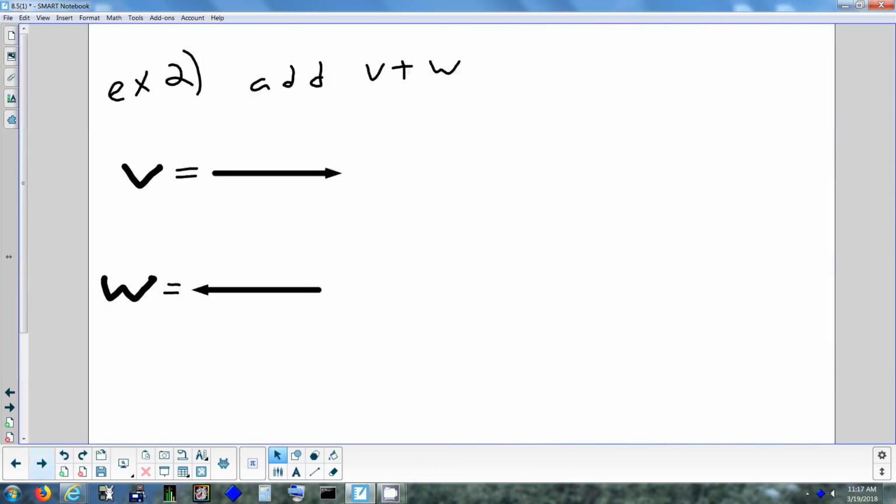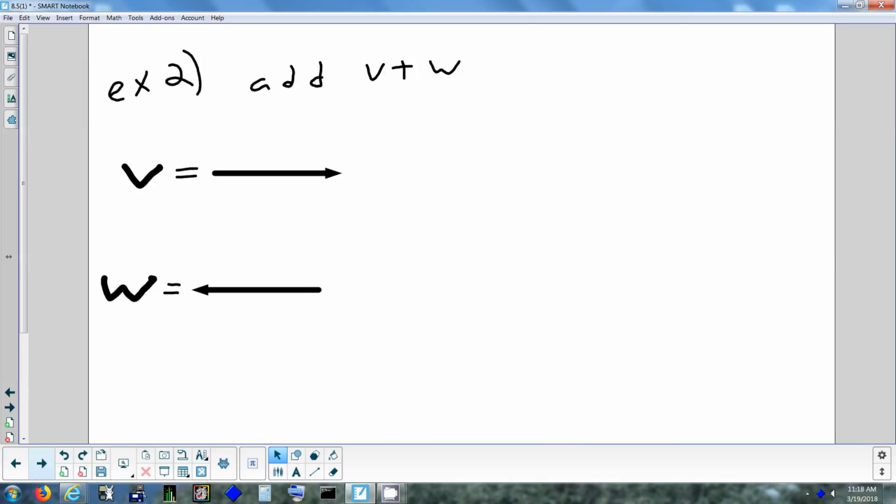Okay, let's try this one. What's going to happen here when I add these up? They're going to cancel out because what's the same about those vectors? Their length, their magnitude. What's different? Direction, and the direction is exactly 180 degrees off.